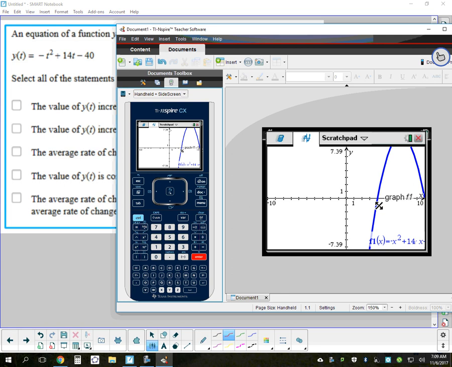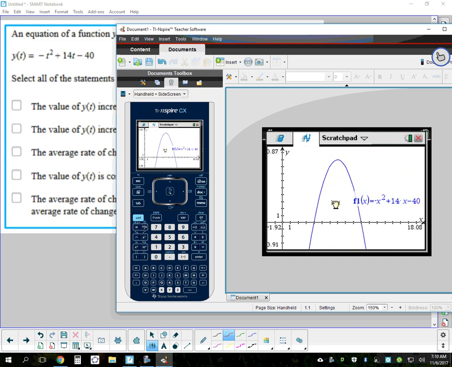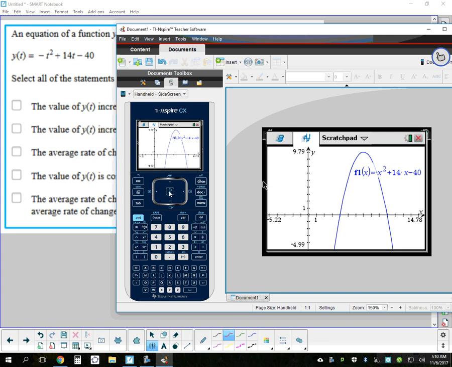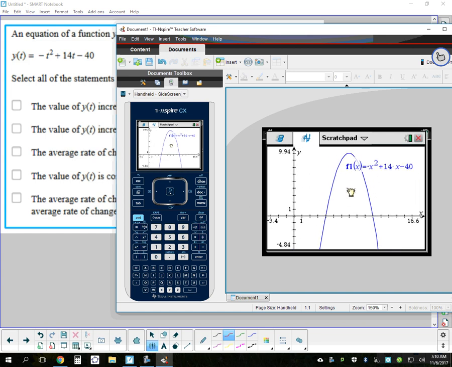So I can't see it all that great, so I could zoom it, I could move it around. You can even just click and drag. I've shown you before how to do the zooming in and out, but if you just use this little touchpad part, you can just click right there and move it around. Okay, so here's a pretty good view of it.